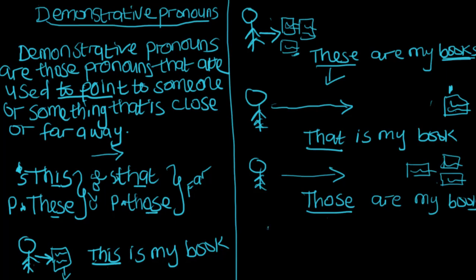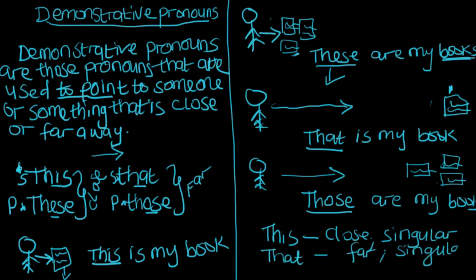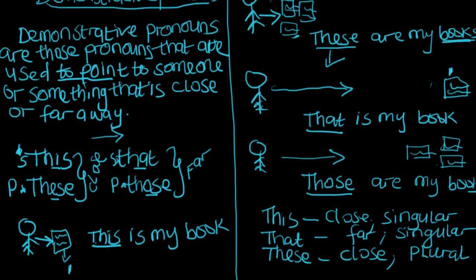So basically, this is used to point to what? Something close, singular. That is used for something far, singular. These is used for something close, plural. And those is used for something far, plural. So basically, this is all that you need to know about demonstrative pronouns. Let's take some other examples.